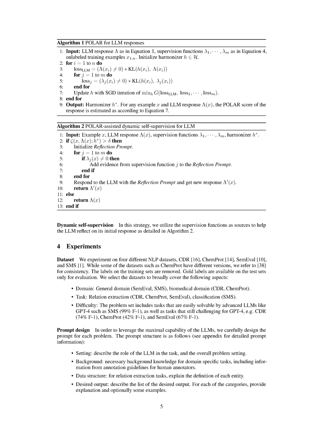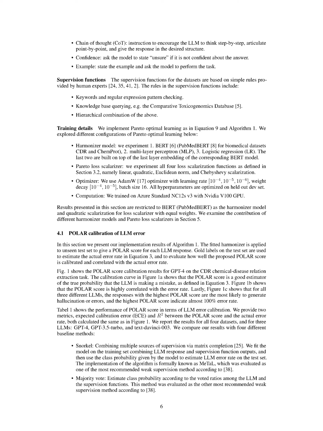5. Chain of thought, COT. We include instructions to encourage the LLM to think and articulate its thoughts step by step, and to structure its response as desired. 6. Confidence. We instruct the model to express uncertainty if it's not confident about the answer. 7. Example. We provide an example and ask the model to perform the task.